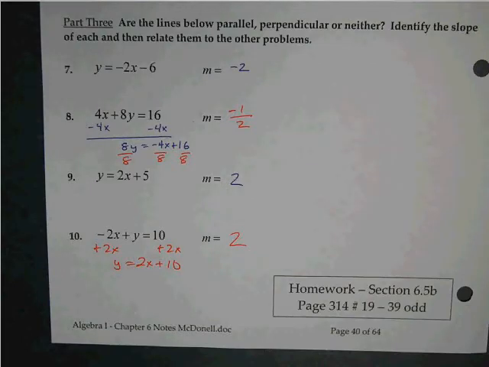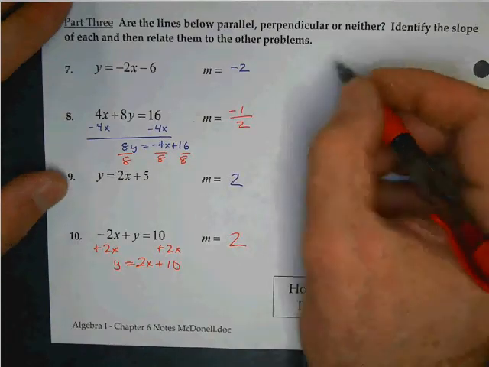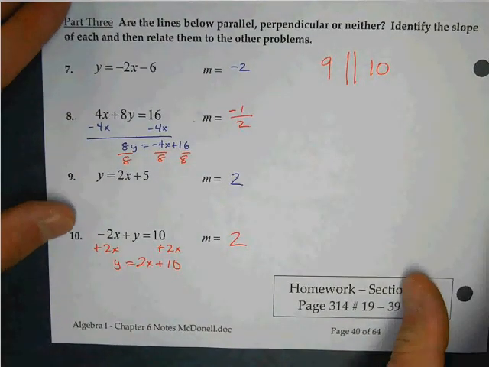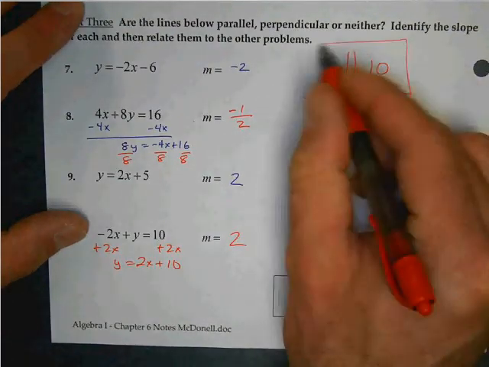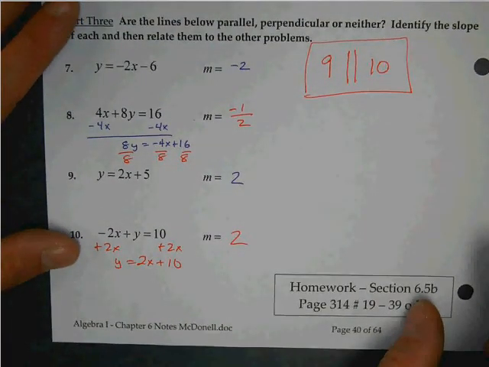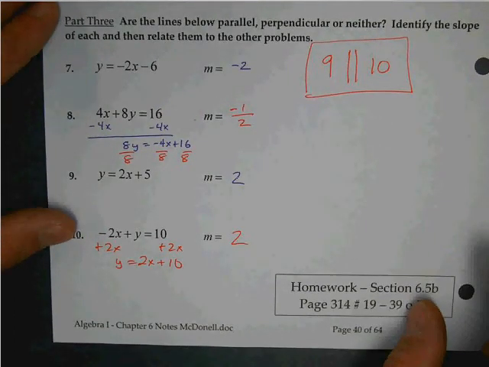Are any of the lines parallel? Remember, parallel lines have to have what? Brett, go ahead. Okay, so what's parallel? Okay, so 9 is parallel to 10. Okay, there's our first idea. Anything else parallel? Okay, is anything perpendicular? Jalon?